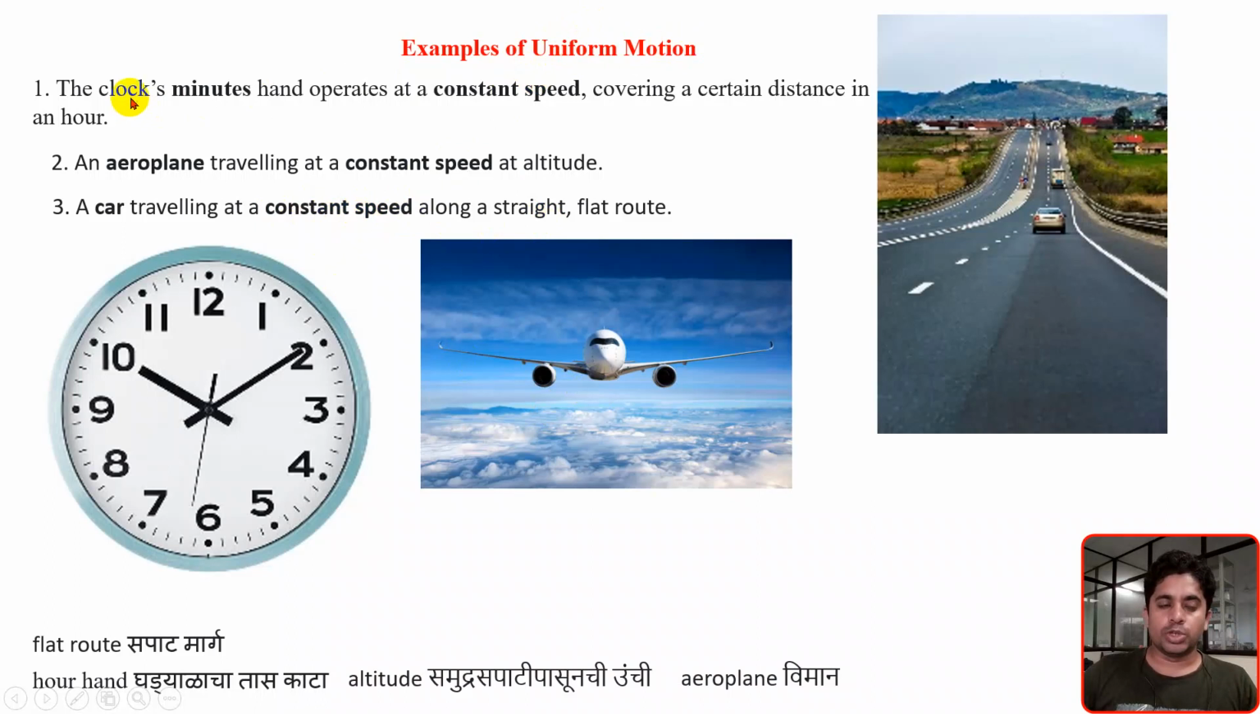So the motion of the minute hand, which operates at a constant speed, the aeroplane traveling at a constant speed at a certain altitude, and the car traveling at a constant speed on a straight flat road. We are talking about a straight flat road, not an upward or downward slope. On the straight flat road, the car speed is constant. All these are perfect examples of uniform motion.